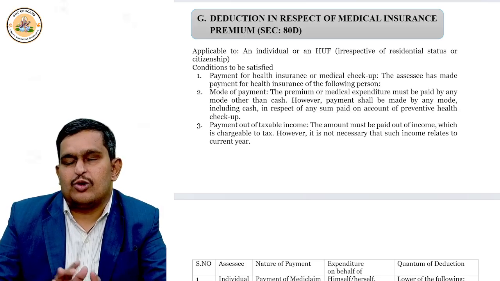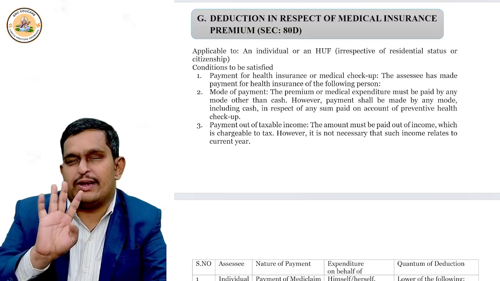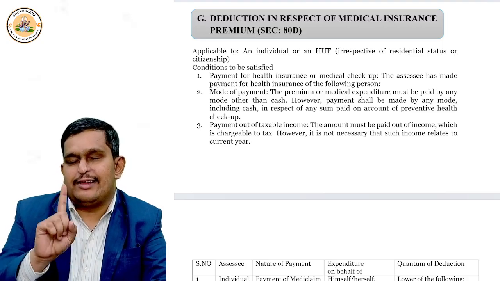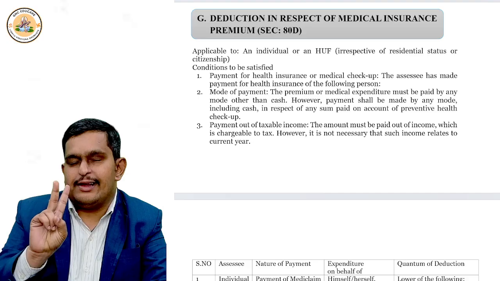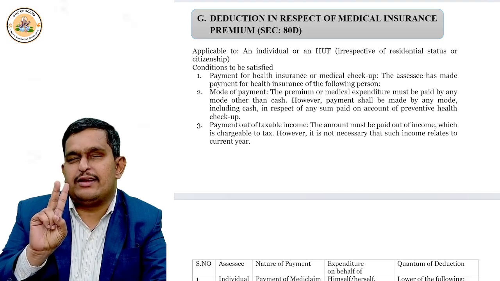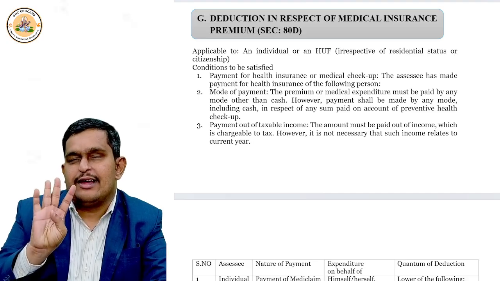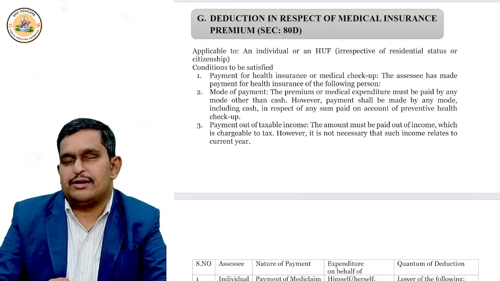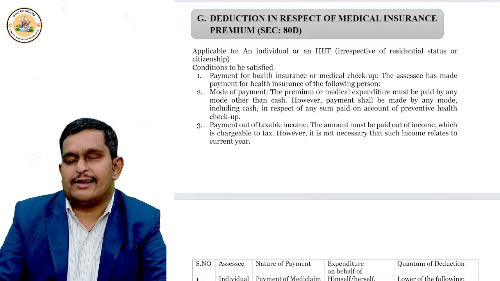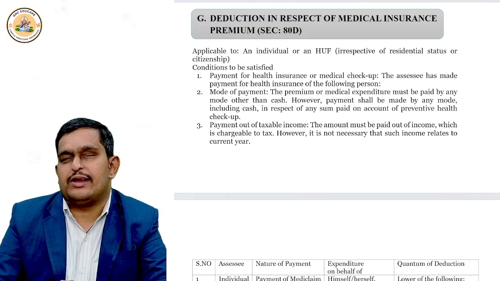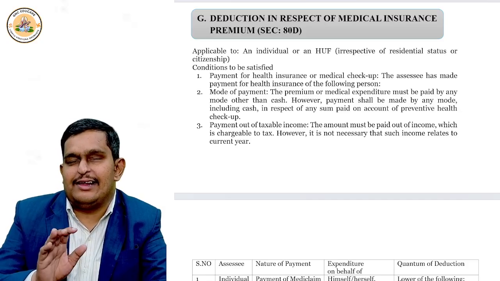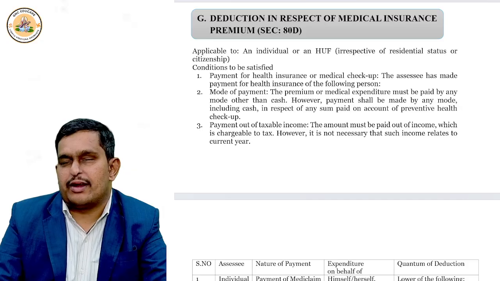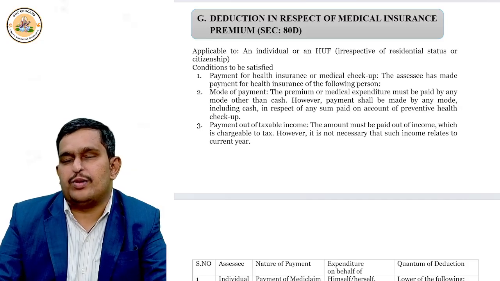be done. So if you incur any of these four expenditures, one is health insurance premium, second one is your CGHS, central government health scheme payment, third one is preventive health care, and fourth one is medical treatment of senior citizens. Any of these four expenditures you can claim as deduction under section 80D. This you should remember. Now, how should the payment be?